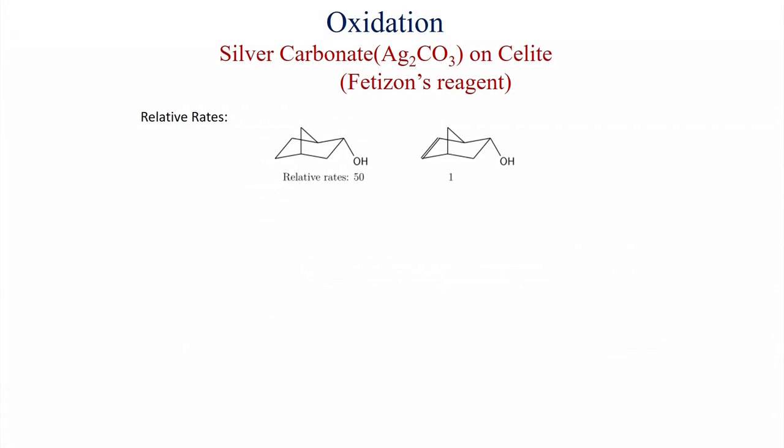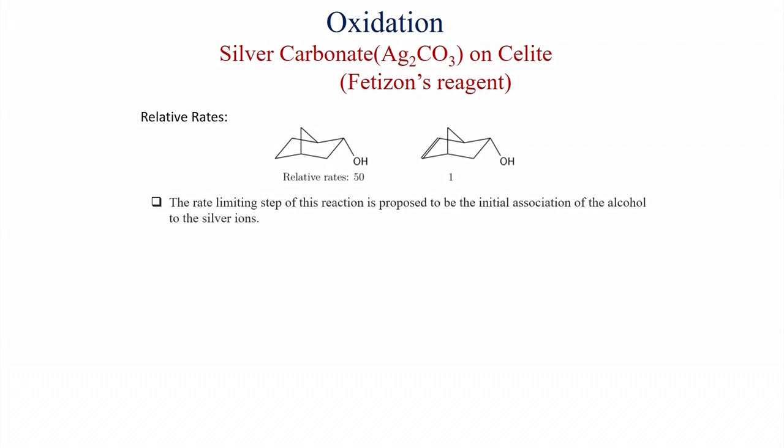Now, relative rates have also been found with the silver carbonate reaction. When there is a group which can bind to silver, the rate of the oxidation is reduced. Like this bridged system, here no olefin is present, but here there is an olefin, and if these two secondary alcohols are treated with silver carbonate, the relative rate has been found to be 50 to 1. So the substrate without the double bond reacts 50 times faster than this compound. The rate limiting step of this reaction is proposed to be the initial association of the alcohol to the silver ions. We have seen that the alcohol binds to the silver as well as the alpha hydrogen. So this binding is very important.